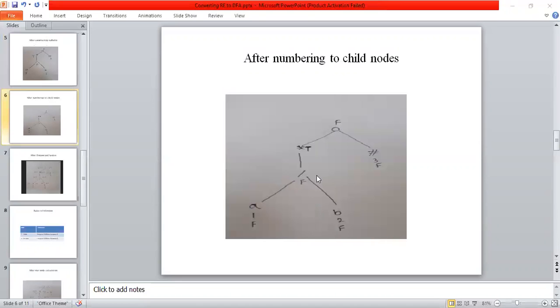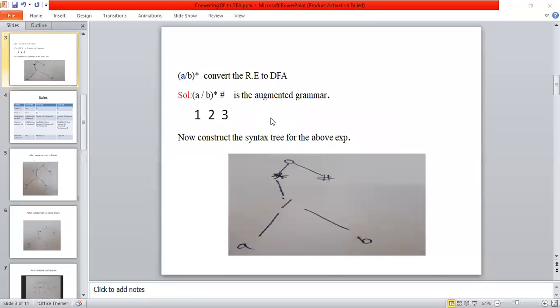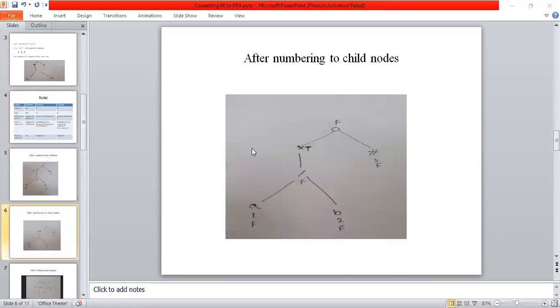After numbering, the child nodes in the syntax tree are represented as follows: here I gave number 1 for A, number 2 for B, and number 3 for the # symbol. These numbers are given according to the augmented grammar, in the same order. Here my first symbol in the grammar is 1, the next symbol is 2, the next symbol is 3. So these are the child nodes, and like that I gave the numbers.